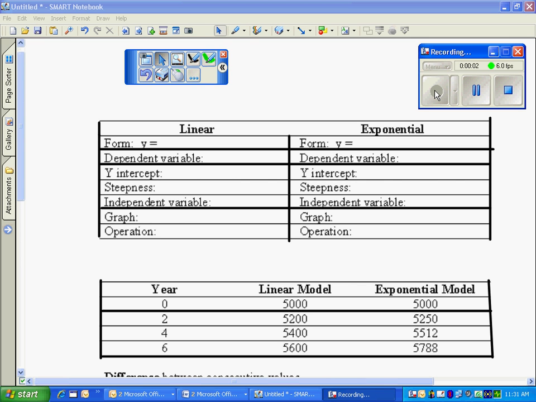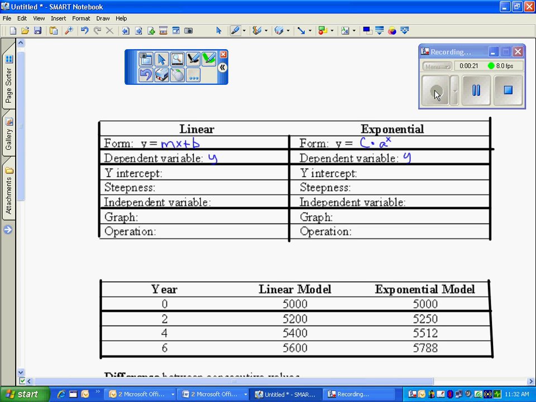Comparing linear and exponential growth. Linear has the form y equals mx plus b, where exponential has the form c times a raised to the power of x. The dependent variable for both of them is going to be y, the output.